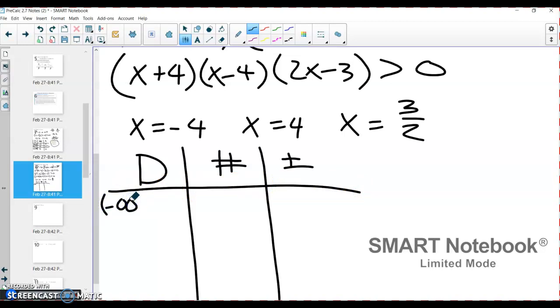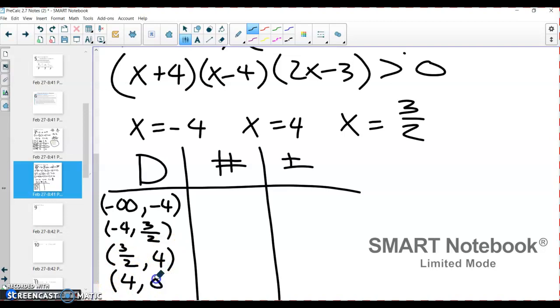My first one is going to be negative infinity. And again, this is strictly greater than, so I'm going to have to use all parentheses. Negative infinity to negative 4. I then have negative 4 to 3 over 2. I then have 3 over 2 to positive 4. And then I have 4 to infinity. Those are my 4 test intervals. Because I had 3 key points, I have 4 test intervals, choosing points within each one of them.